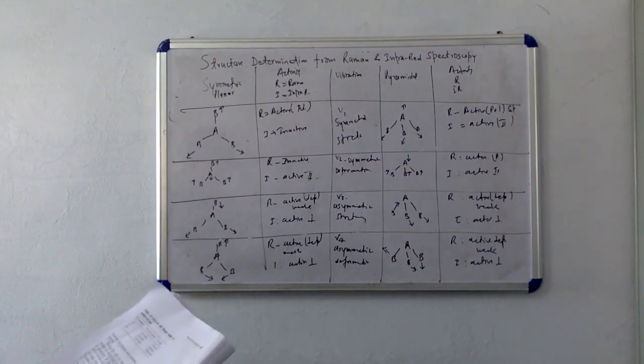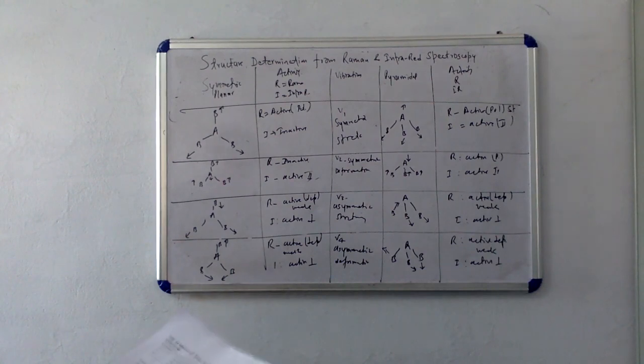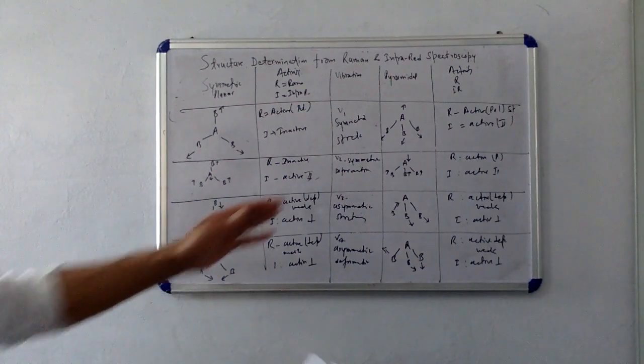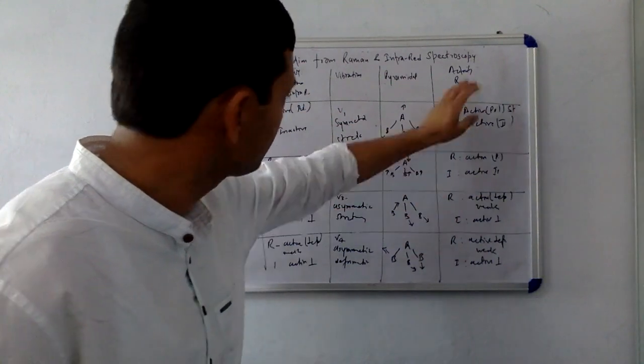So the symmetric modes of vibration are parallel and Raman polarized, while the asymmetric are perpendicular or depolarized. So all the vibrations of the pyramidal molecule change both the dipole moment and the polarizability. Hence all are active. So you have the R active, I active, everywhere these are active.